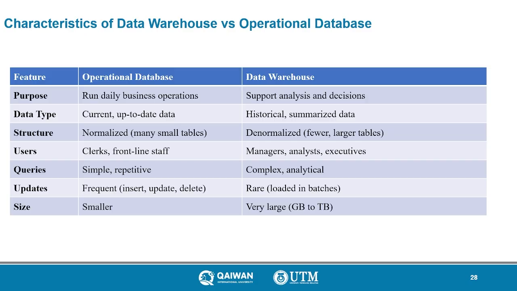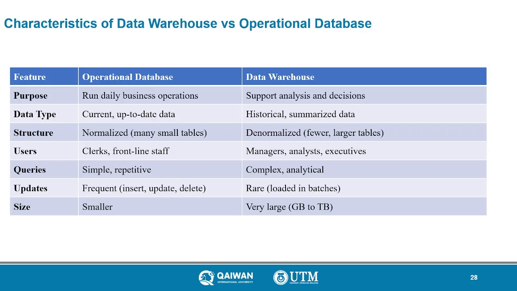In terms of purpose, operational databases run daily business operations whereas data warehouses support analysis and decision making. Now, the data type would be current up-to-date data, but in the data warehouse, we would have historical summarized data from different sources. From the structure side, operational databases are normalized with many small tables, so that every specific job would have its own table, but the data warehouse is denormalized, with fewer larger tables.